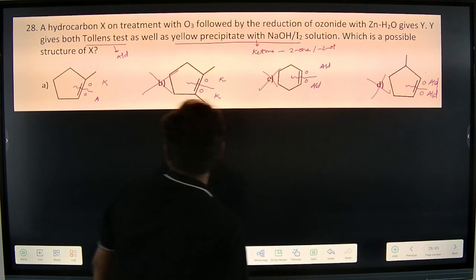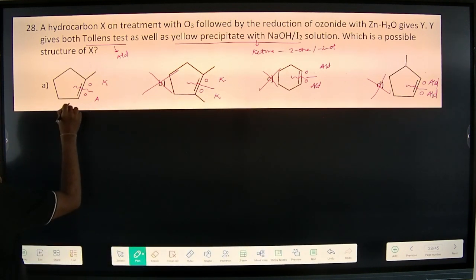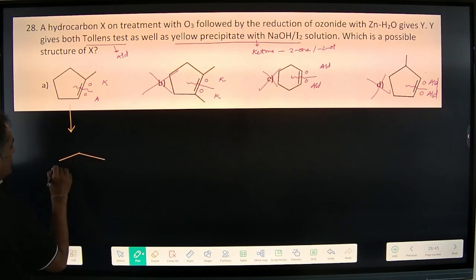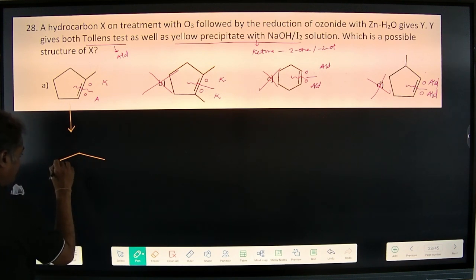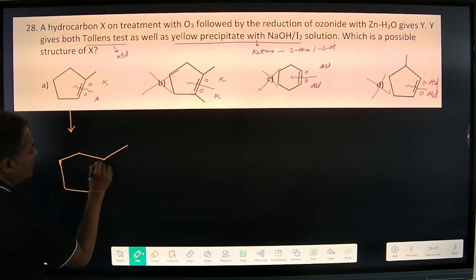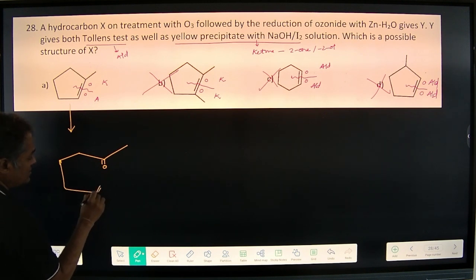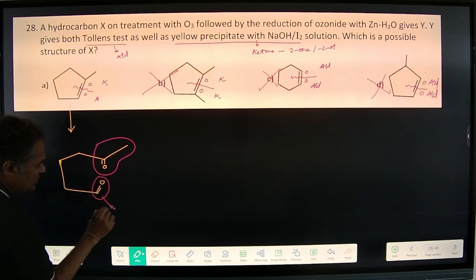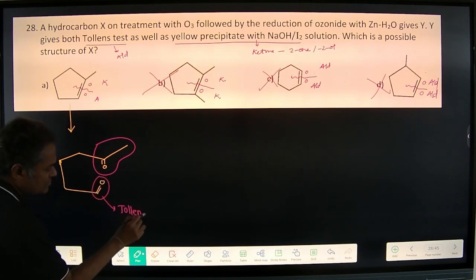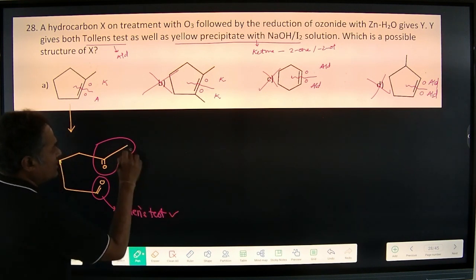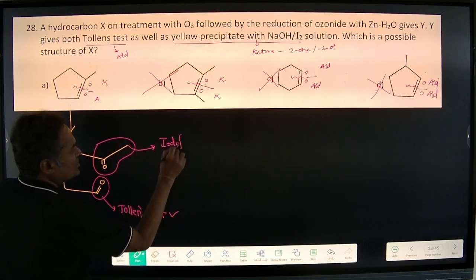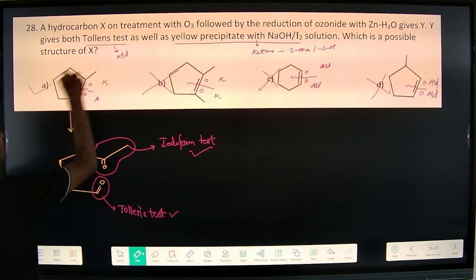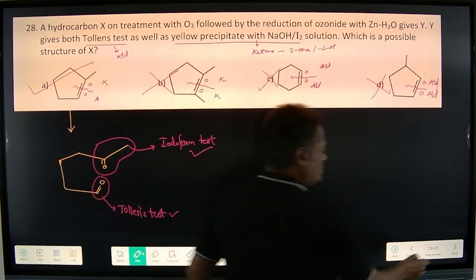So, there is only one answer. After breaking of this compound, the molecule will look like this, where after ozonolysis it is going to give you nothing but a methyl ketone group and an aldehyde. So, this will give a positive Tollens test and this will give a positive iodoform test, and the correct answer for this MCQ is option A. I hope this is clear. Let us move to the next question we have.